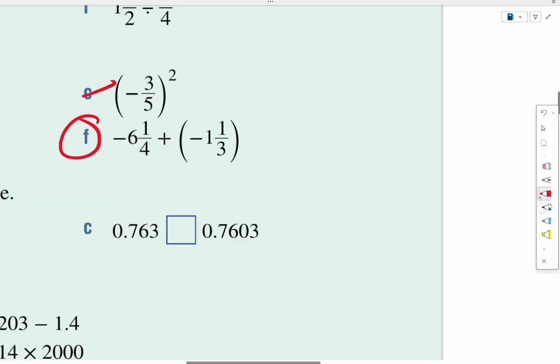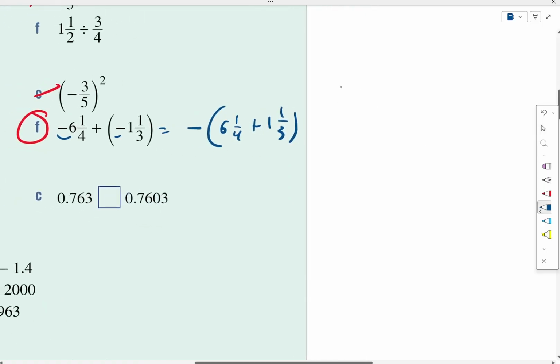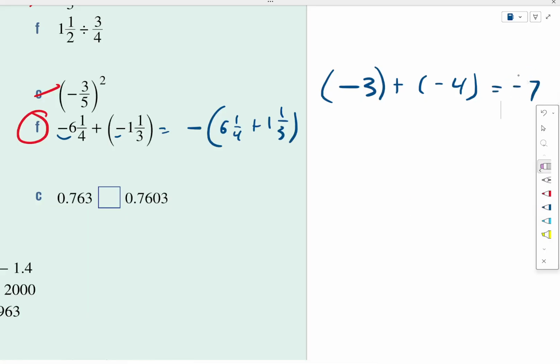Now, the idea is that if this is a negative plus a negative, right? It means that you just add. It's actually just going to be a negative of 6 1/4 plus 1 1/3. Does that make sense? Because the idea is that if you have, let's say, -3 plus -4, it's like you borrow someone $3 and then you borrow another $4, right? So the idea is -7, so it's still negative, but it's a bigger number.